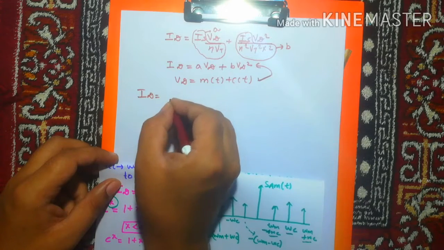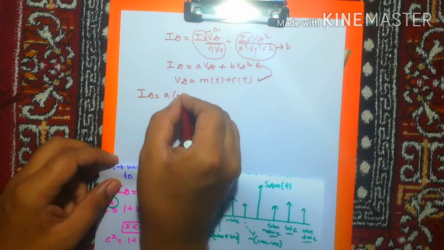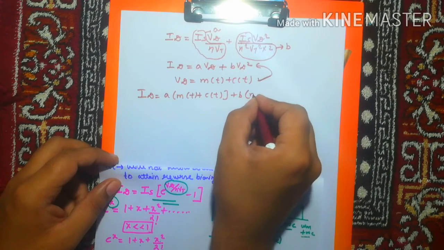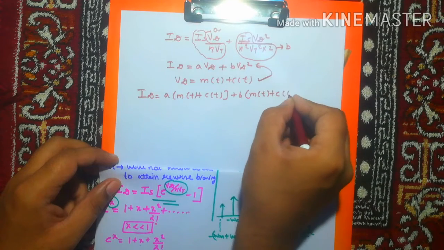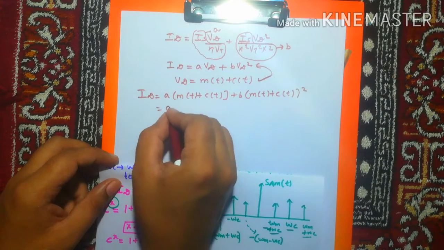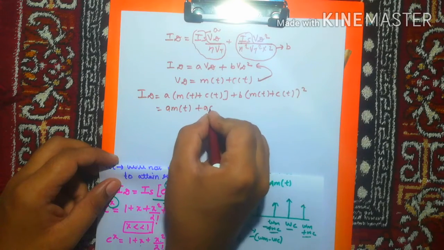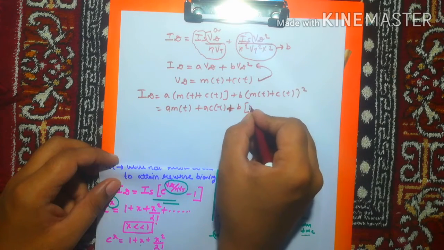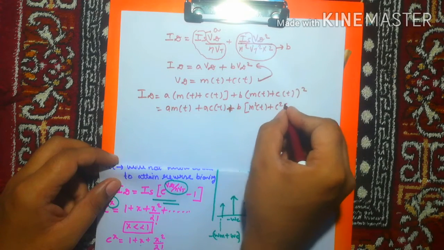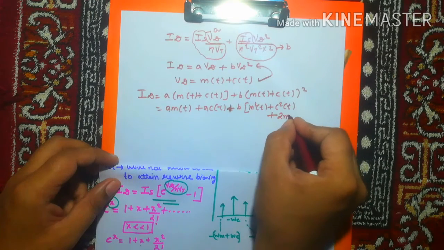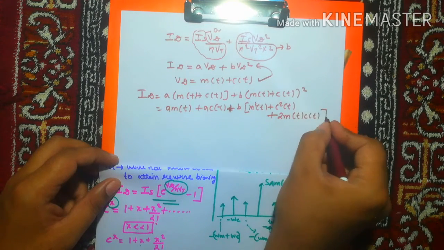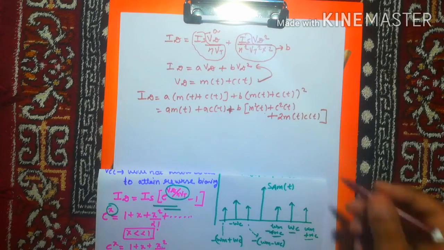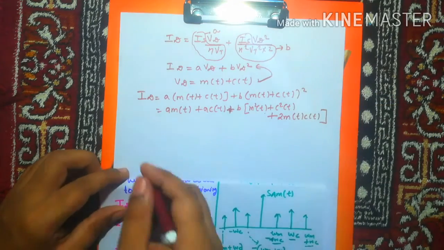Id is equal to A into (Mt plus Ct) plus B into (Mt plus Ct) square. It's A Mt plus A Ct plus B (M square T plus C square T plus 2 Mt Ct). How to get this term? I have just expanded (A plus B) square is equal to A square plus B square plus 2AB. I have just expanded the mathematical identity.